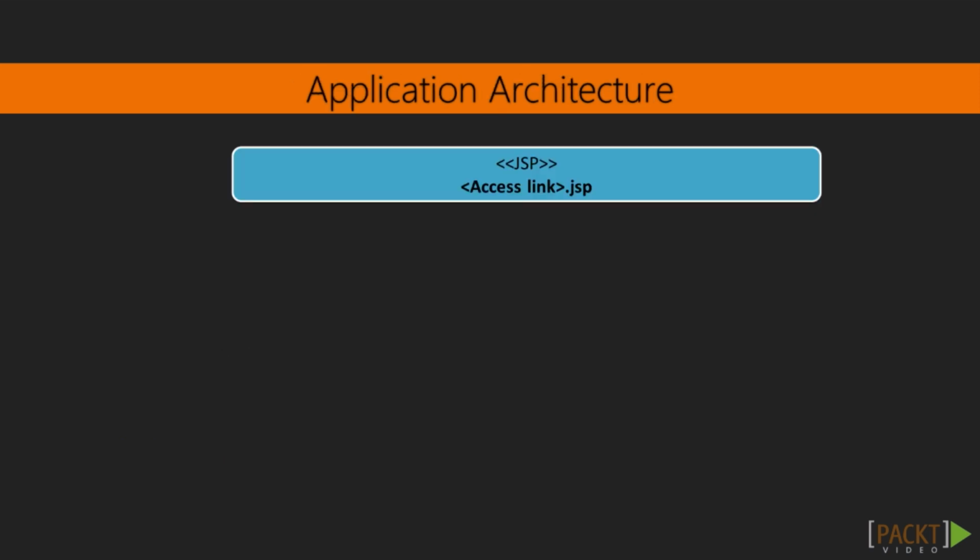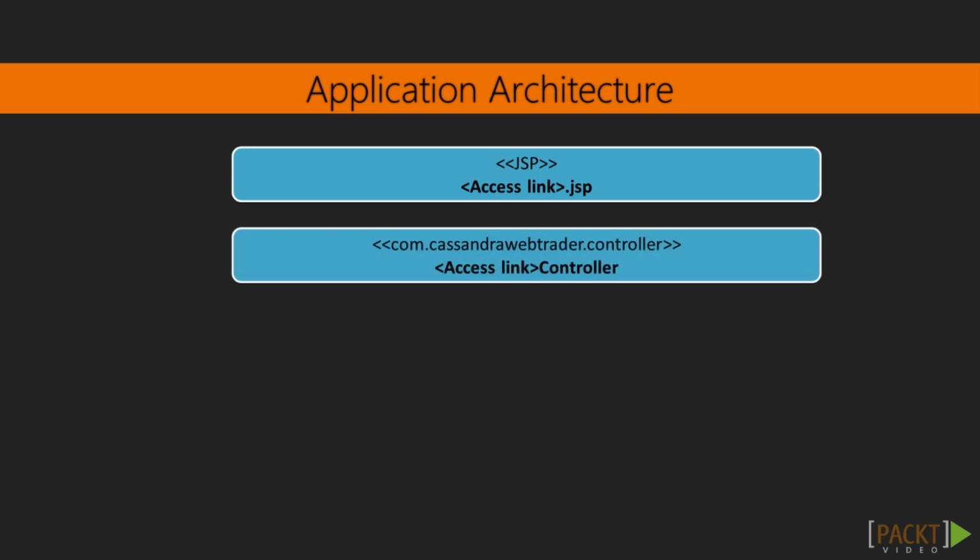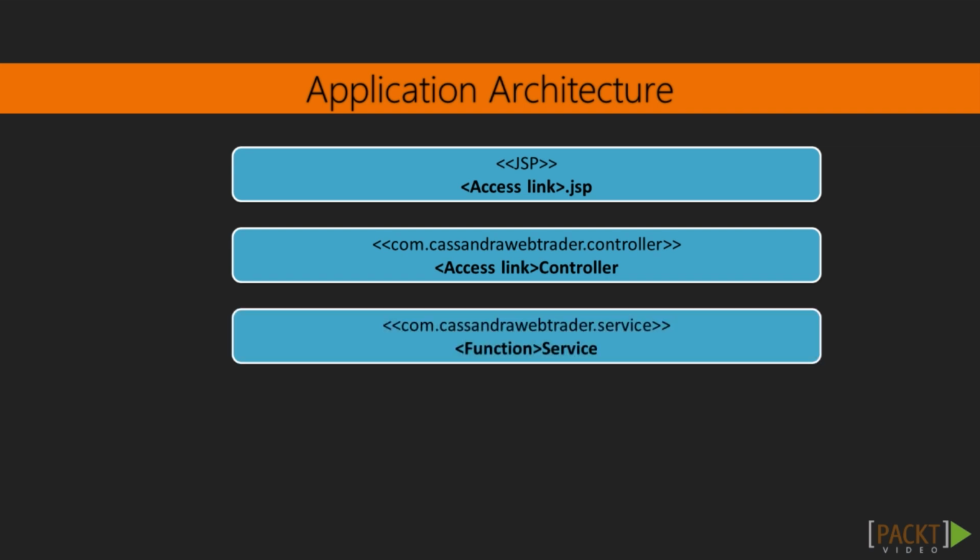Up till now, it's good for us to have an overview of the structure of the Java packages and classes. The JSPs will be put under a folder in the application. All MVC controllers will be under com.cassandrawebtrader.controller package. All services will be under com.cassandrawebtrader.service package.